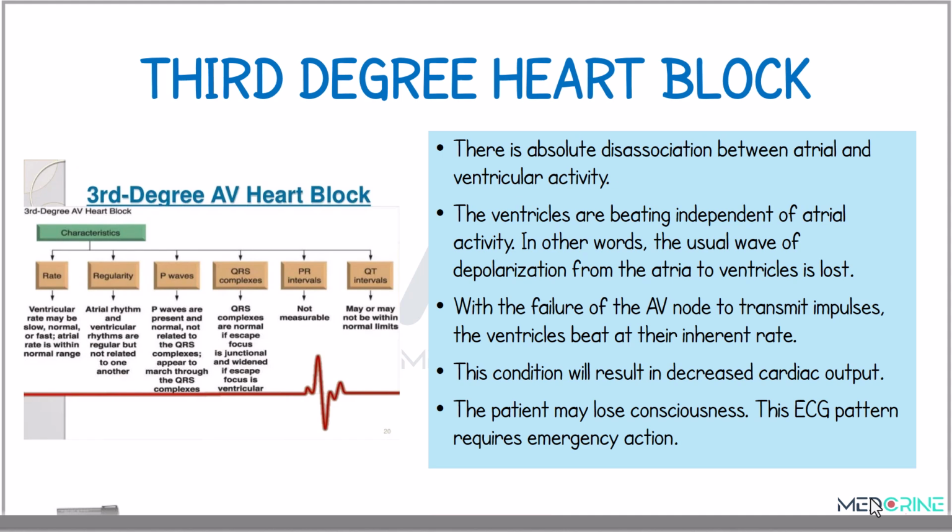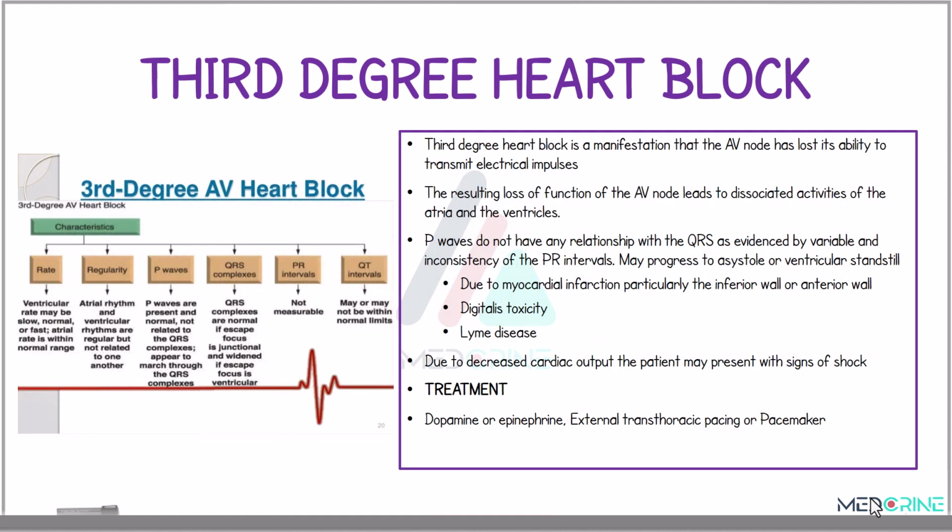We actually cannot measure the PR interval, and the QRS complex is normal, and the escape focus is junctional. And lastly, the QT interval may or may not be within the normal limits. You remember we said there is a complete loss of the ability to transmit electrical impulses between the atria and the ventricle. The P waves do not have any relationship with the QRS complex, and this can be evidenced by the variable and inconsistent PR intervals.